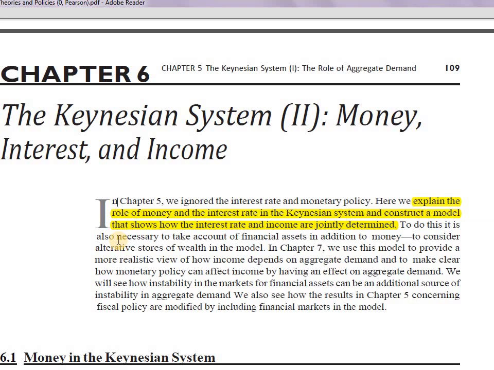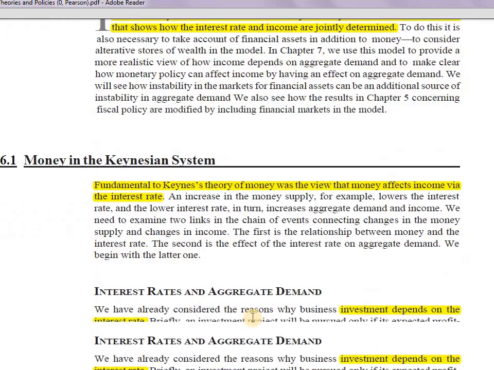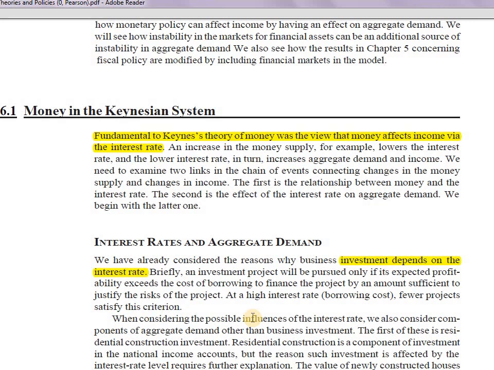Enough of lecture. All right, so this chapter explains the role of money and the interest rate in the Keynesian system and constructs a model that shows how interest rate and income are jointly determined. Forget about this. Right now we'll be just thinking about what exactly is the rate of interest. No talking about the relationship between interest and income, nothing. Just keeping things simple. Let's put things into perspective. What exactly is the money supply, money demand, rate of interest in the Keynesian system?